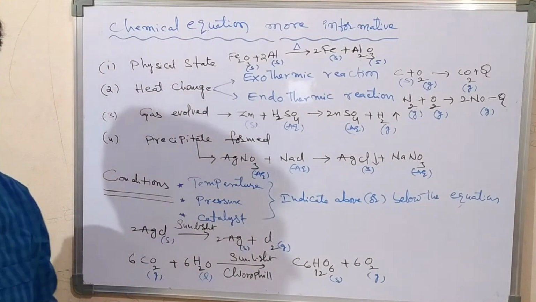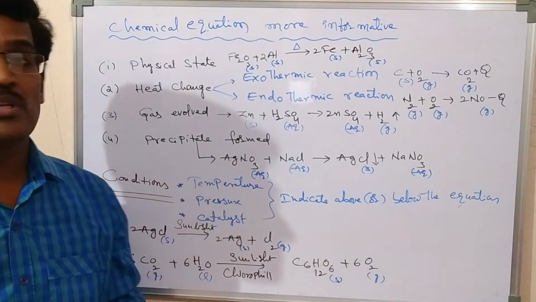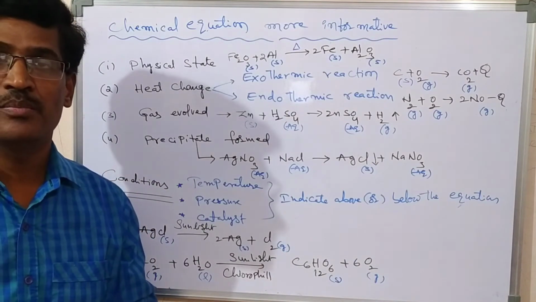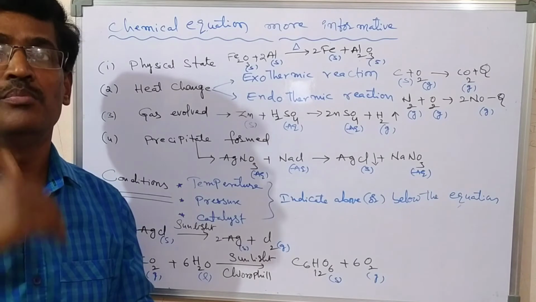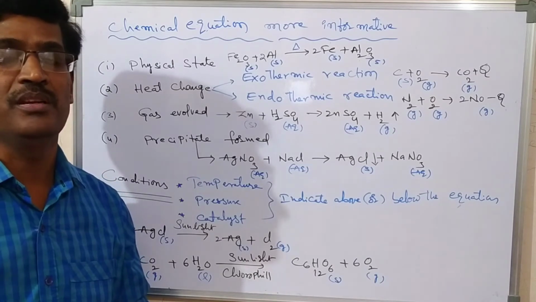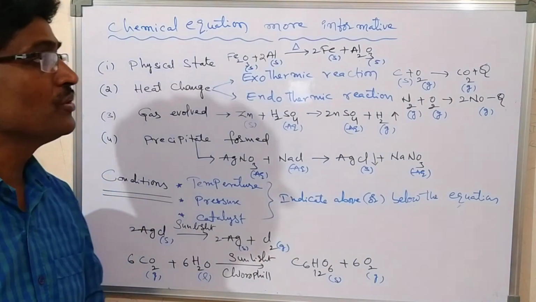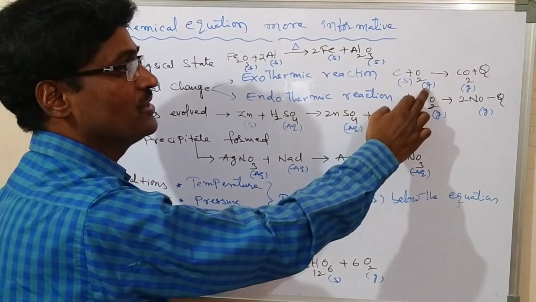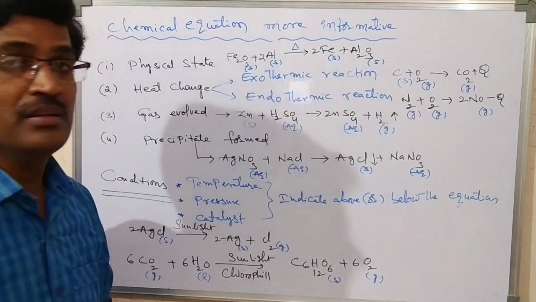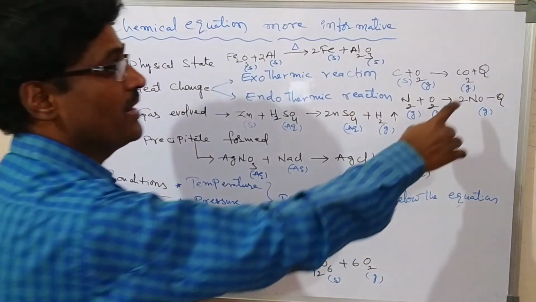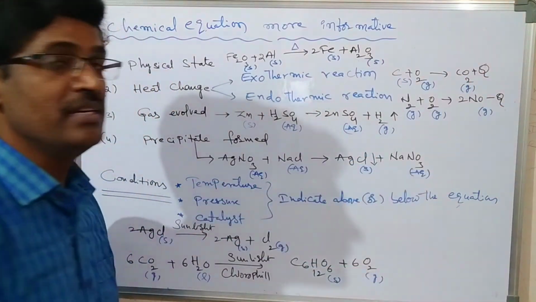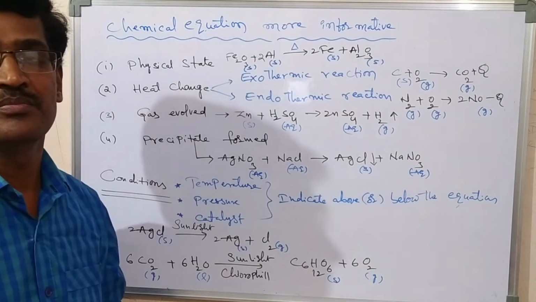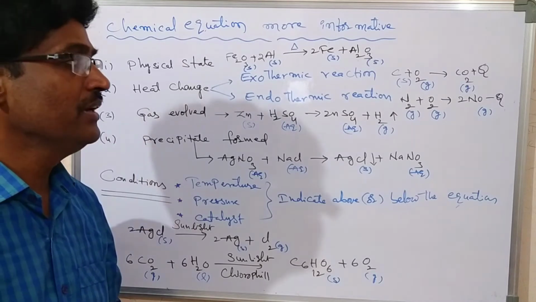Heat change is of two types. One is exothermic reaction, another is endothermic reaction. Exothermic reaction means heat is liberated or given out. As an example, carbon plus oxygen gives carbon dioxide. In this, the plus Q indicates releasing heat. What does it indicate? Releasing heat.